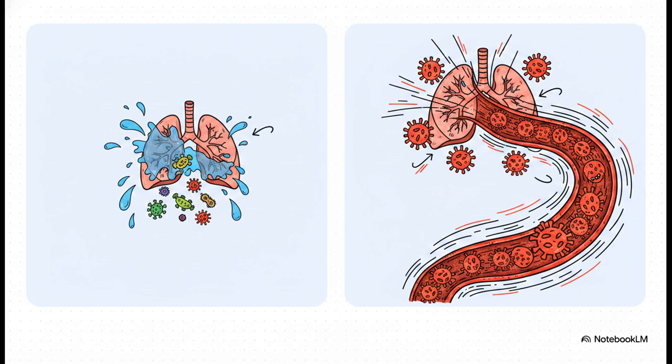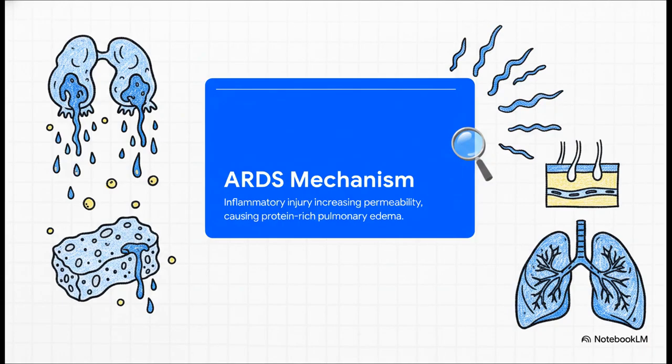Actually, fun fact, sepsis is the most common overall culprit for ARDS. The massive systemic inflammation from sepsis travels through the blood and basically attacks the lungs as an innocent bystander. So the real key is understanding that attack mechanism.